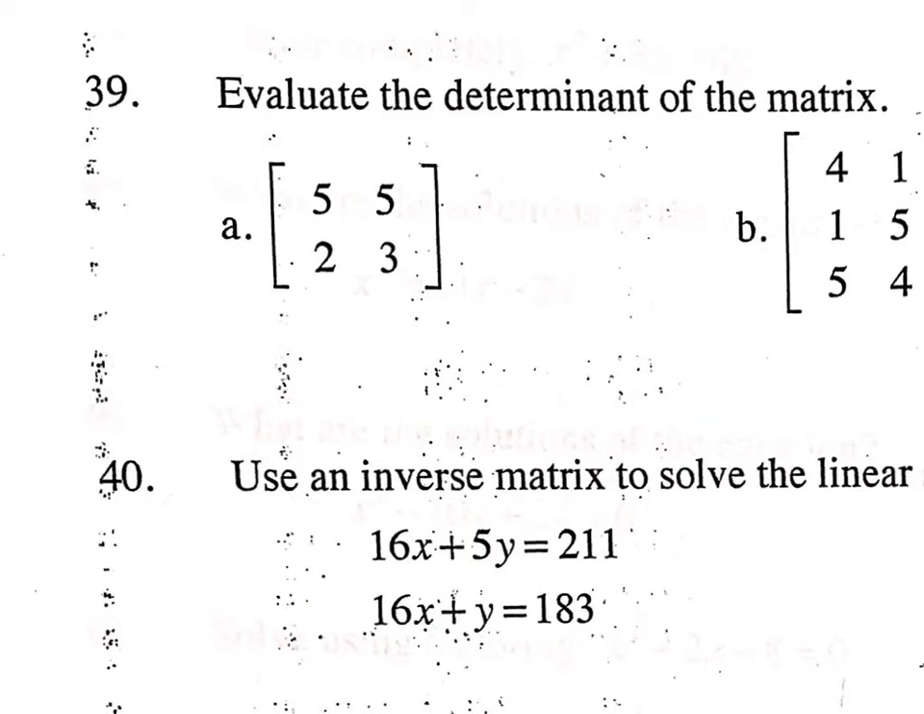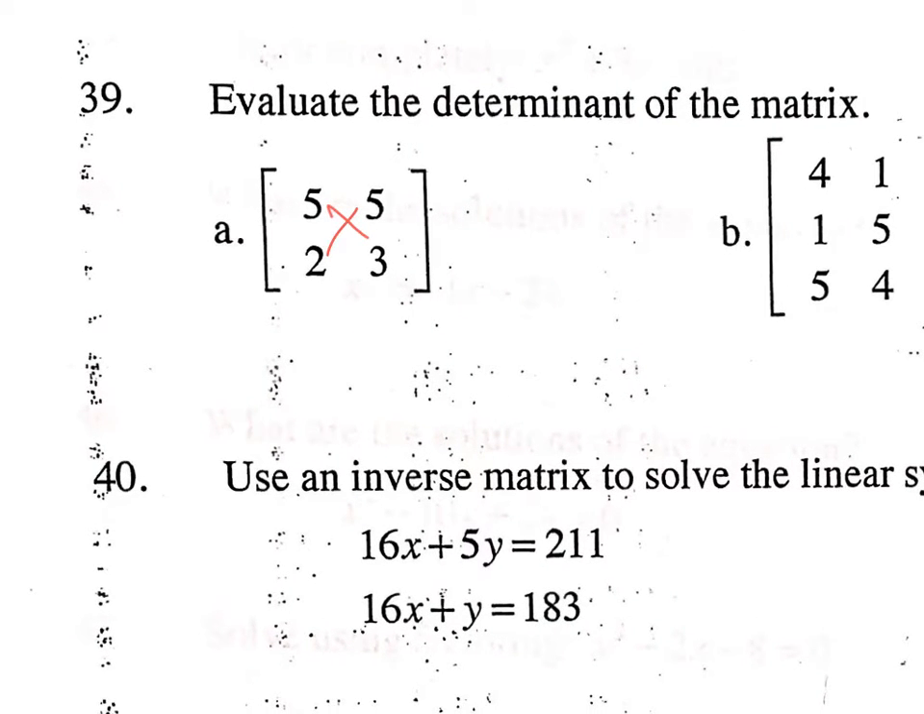If it's a 2 by 2 determinant, remember all we did, we're going to multiply this way, multiply that way, and it subtracts. So I'm going to say 5 times 3 is 15, 2 times 5 is 10, and it's 5. That's all there is to it.